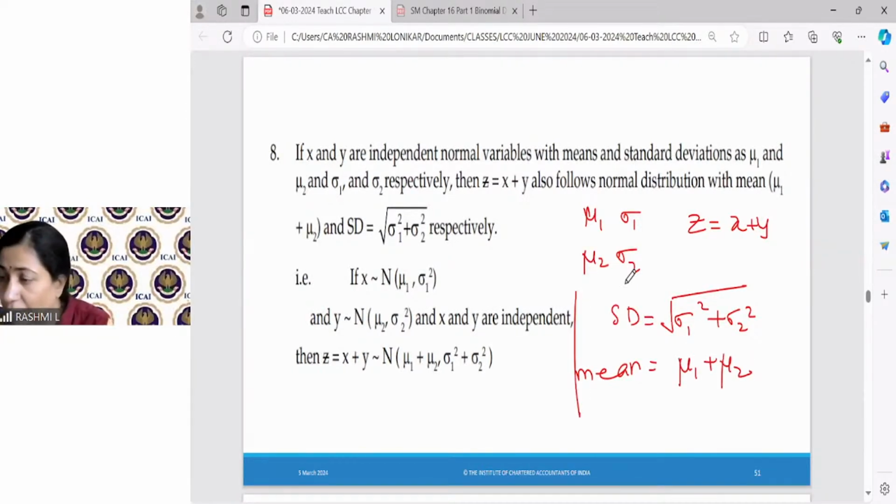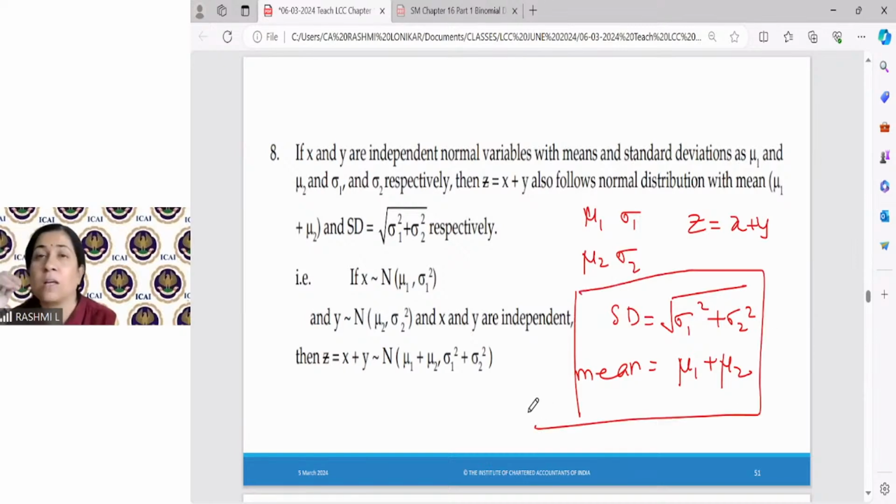Okay, so the parameters of the new distribution that is formed by joining two existing distributions are given by: the mean is equal to μ1 plus μ2, and the standard deviation is the square root of σ1 square plus σ2 square.